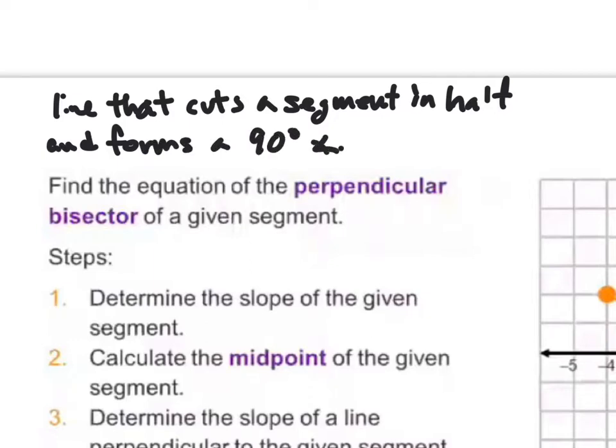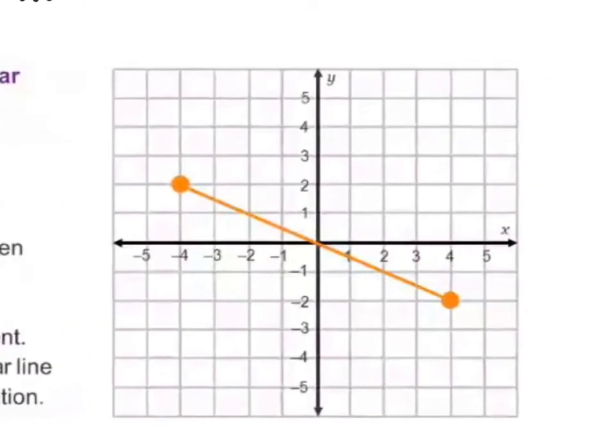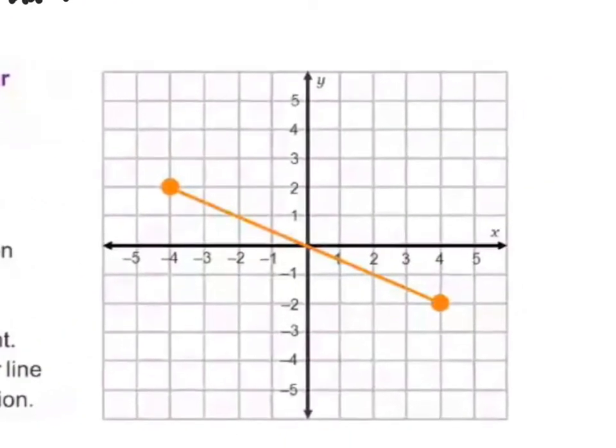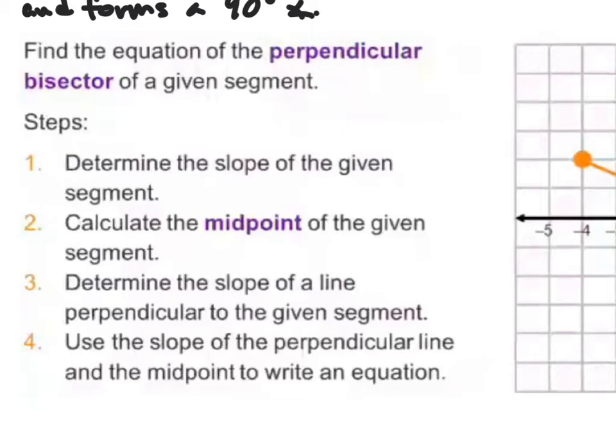Okay, so what I want to do here is find a perpendicular bisector, and I think it's going to go something like this. It's going to be a line that goes in this direction. It's going to cut the segment in half, and then it's going to form a 90-degree angle. So the first thing it wants us to do is determine the slope of the given segment.